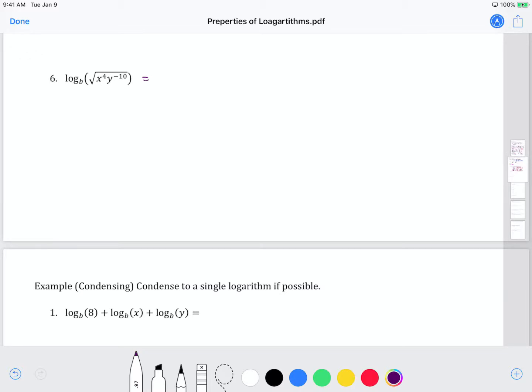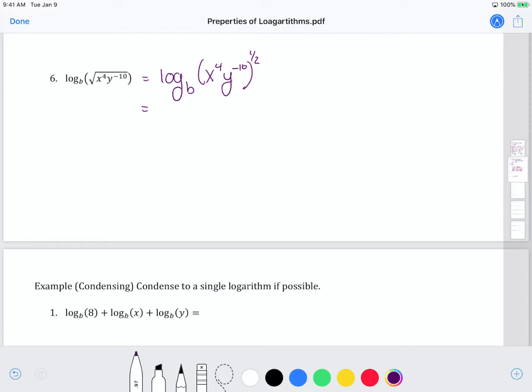When you're dealing with logarithms and you see roots in your expression, what I recommend is the very first thing that you do, change your root and rewrite it as an exponent. So the square root is the same thing as raising something to the 1/2. So I'm going to rewrite this as log base b of x to the 4th, y to the negative 10th to the 1/2 power instead of the square root.